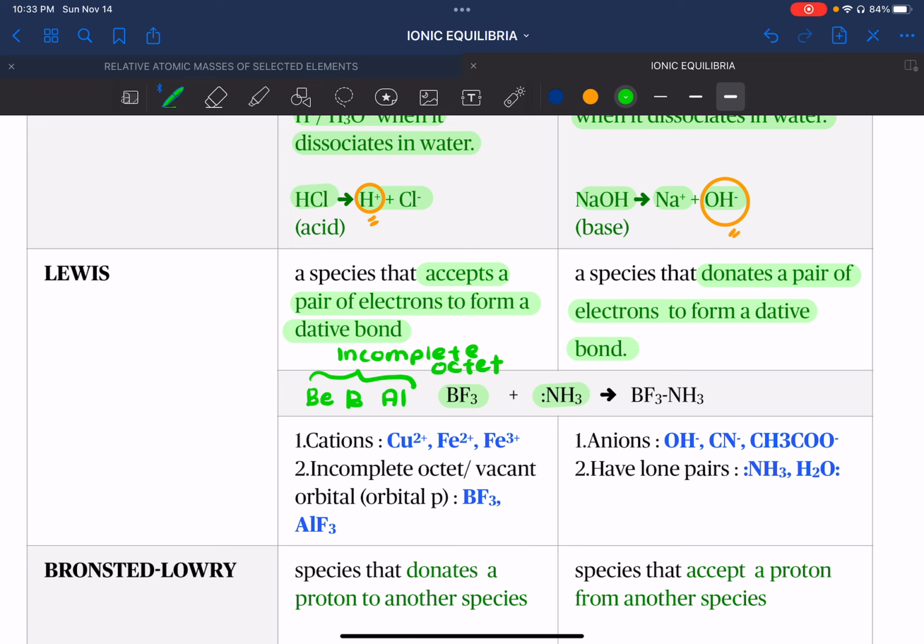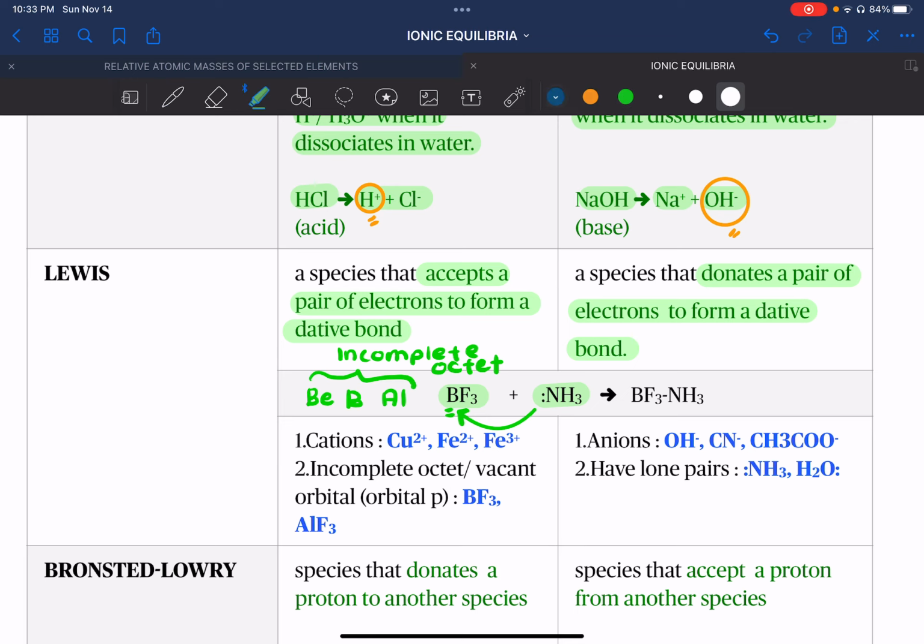So, basically, boron ni, dia akan terima a pair of electron from ammonia. Okay, bukan daripada ammonia, daripada nitrogen. So, disebabkan itu, boron ni, BF3, dia adalah Lewis acid. Ammonia, dia akan jadi Lewis base.